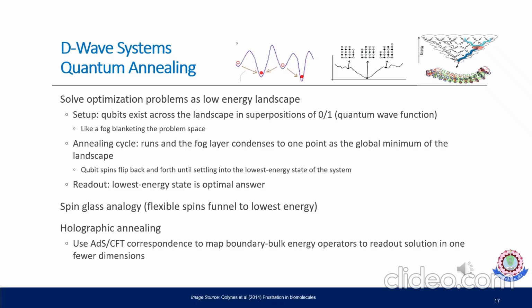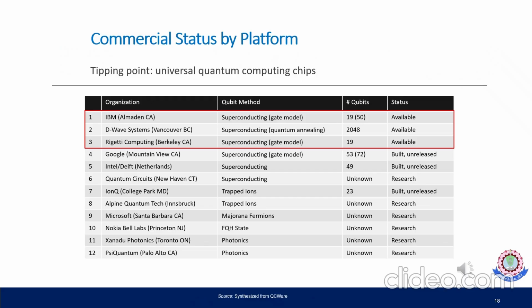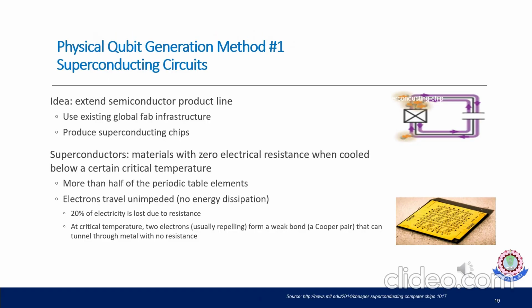The holographic annealer uses AdS/CFT correspondence to map boundary and bulk energy operators to read out solutions in one fewer dimensions. So commercial status by platform is at a tipping point: IBM, D-Wave Systems, and Rigetti Computing.